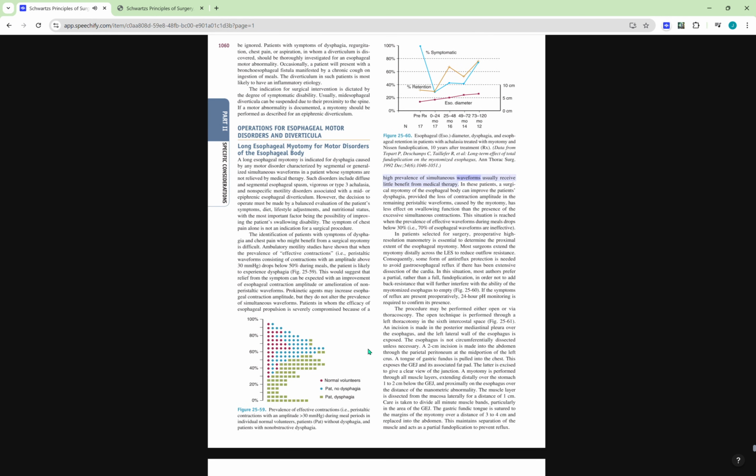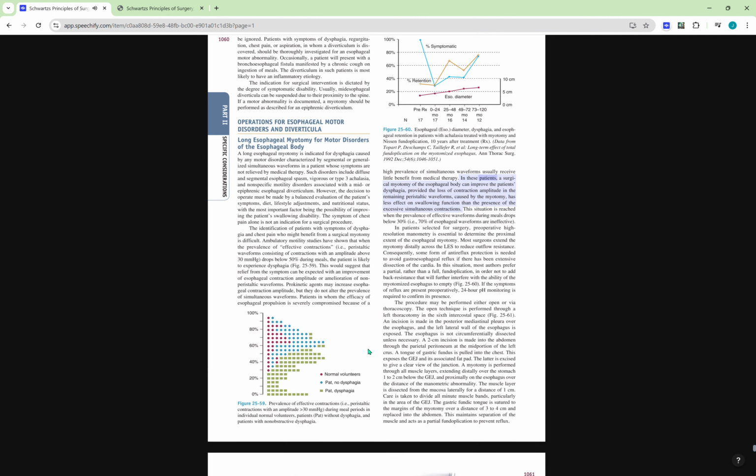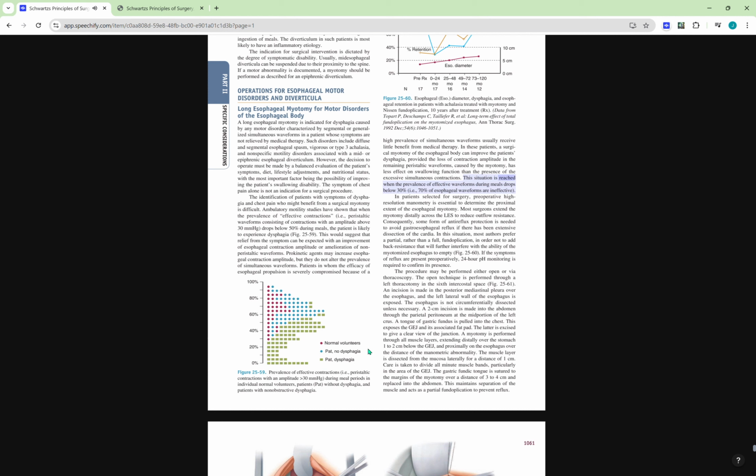A high prevalence of simultaneous waveforms usually receive little benefit from medical therapy. In these patients, a surgical myotomy of the esophageal body can improve the patient's dysphagia, provided the loss of contraction amplitude in the remaining peristaltic waveforms caused by the myotomy has less effect on swallowing function than the presence of the excessive simultaneous contractions. This situation is reached when the prevalence of effective waveforms during meals drops below 30%.